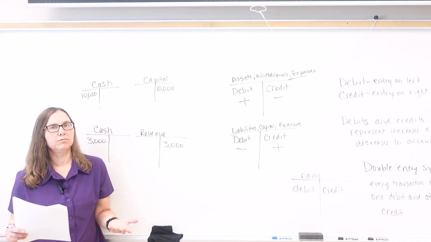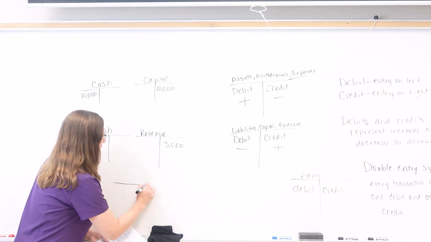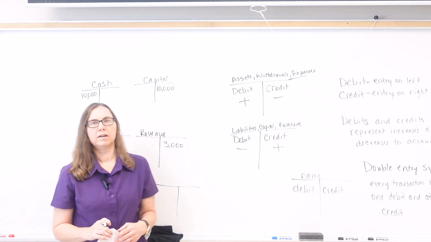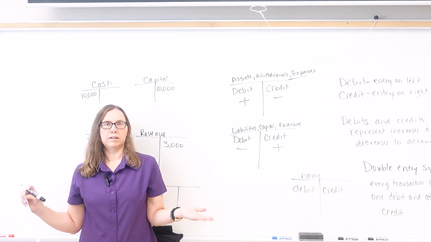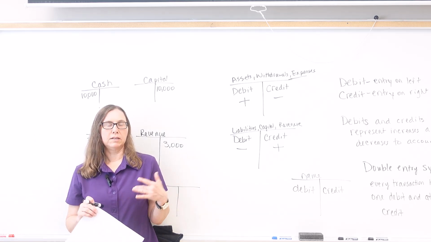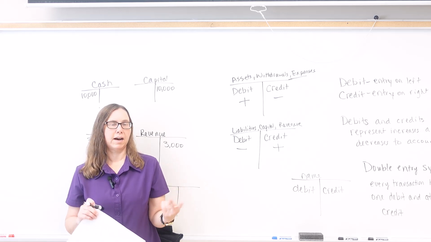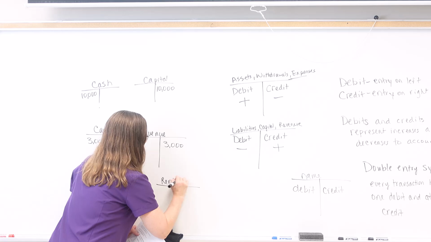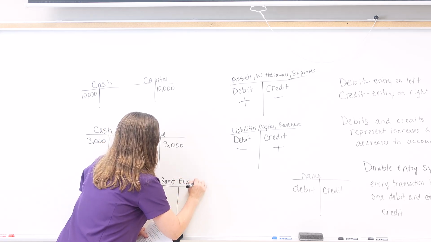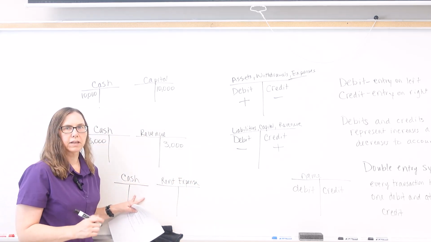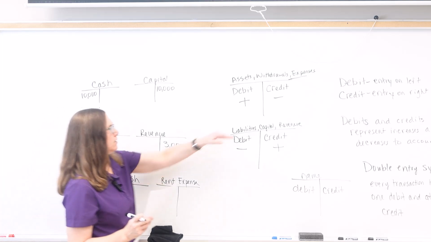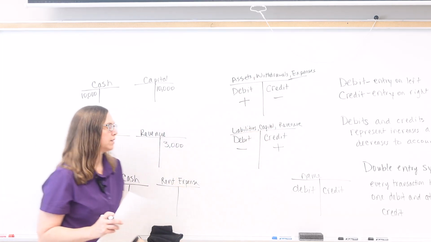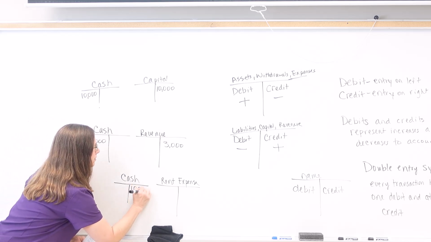Okay, let me do one more example. Let's say they pay rent expense. Let's say they pay $1,000 in rent expense. So that's going to be rent expense and cash. In your cash T account, you're subtracting from that asset, you're subtracting from cash, so that would go on the credit side of cash.